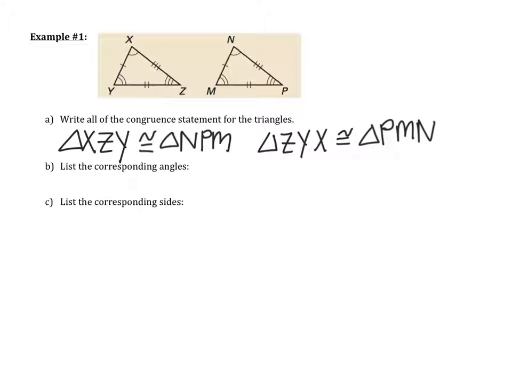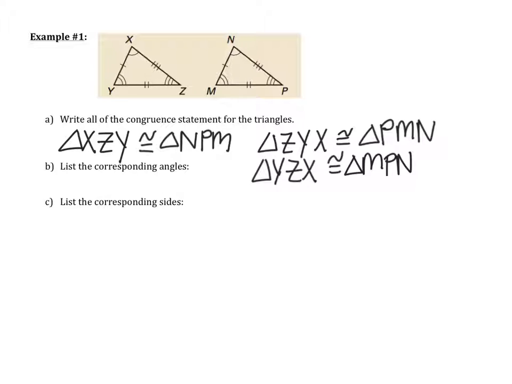I could also start with Y. Y corresponds with M. I could start with Y and go this way in order to make my congruent statement. So again, I can start with Y and I'll go in the opposite direction, YZX. Since I started with Y, I'll start with M and go in this order. And so I'd have triangle MPN. So there's lots of different ways. I know it says to write all of the ways, but we could be here all day writing all the different ways and different combinations. But here's just three to start off with.